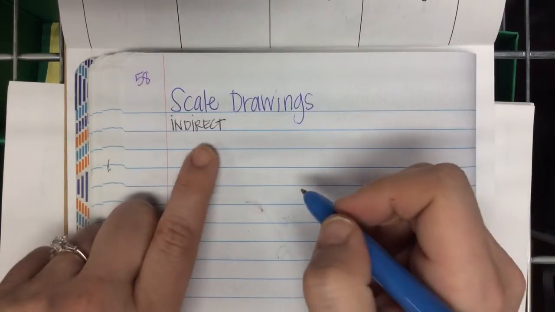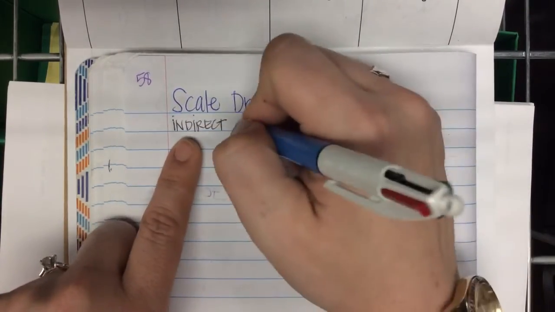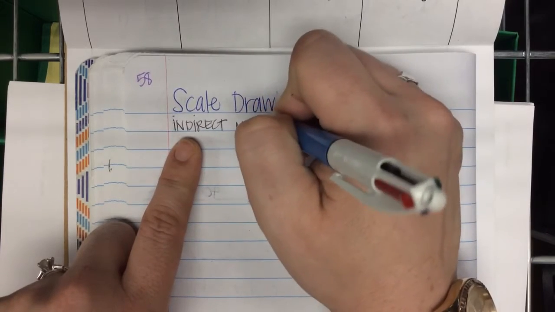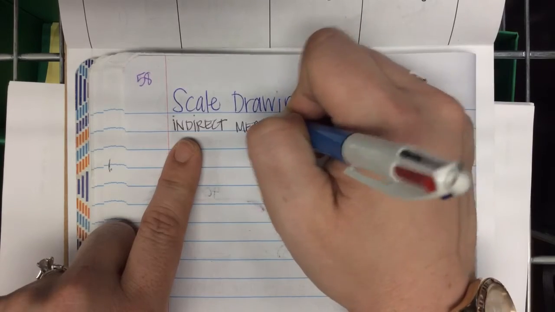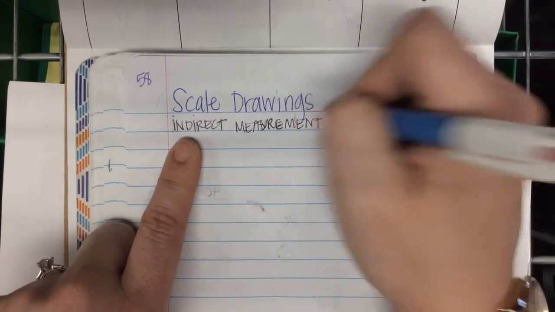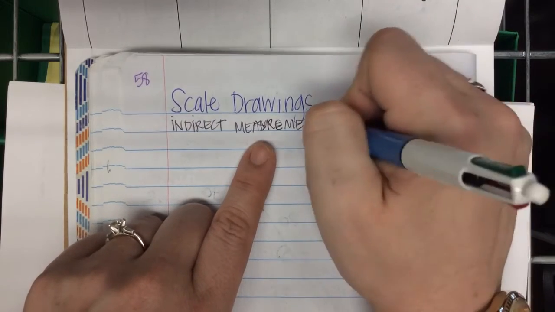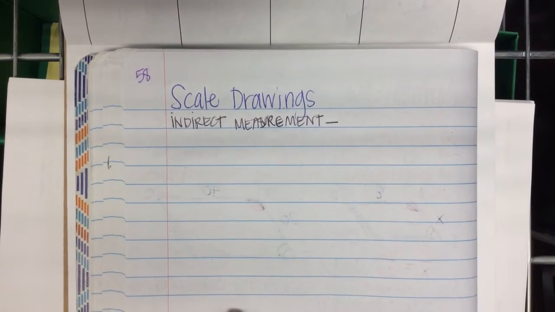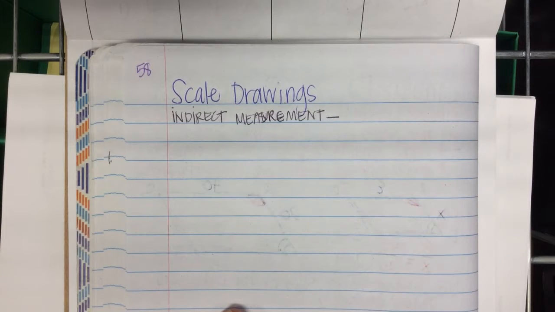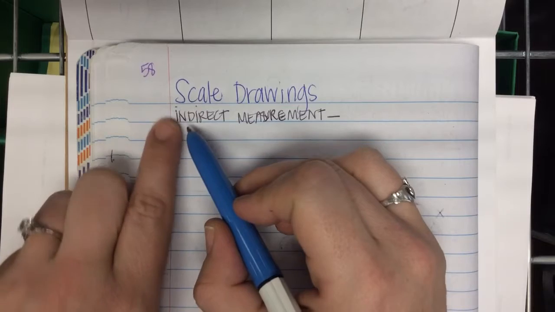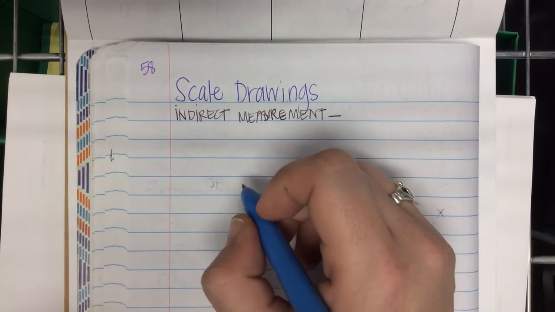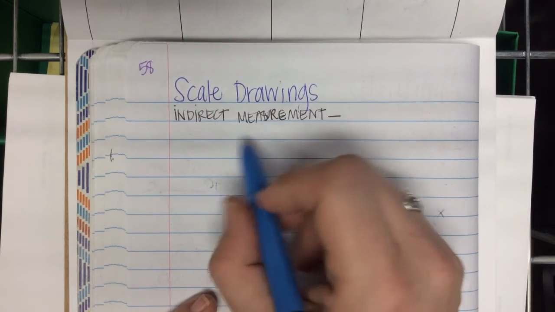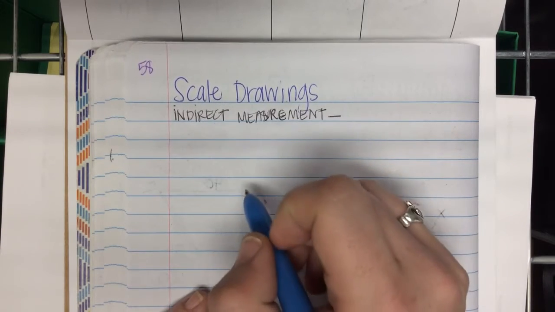So we're doing something today called indirect measurement. Indirect measurement. Meaning it's not a direct measurement. You are not taking a giant tape measure and measuring something. You're using something else to help you measure.